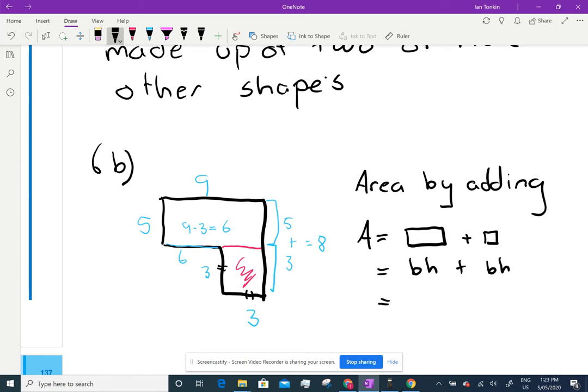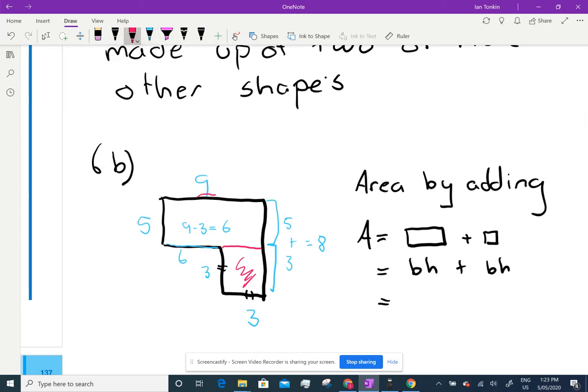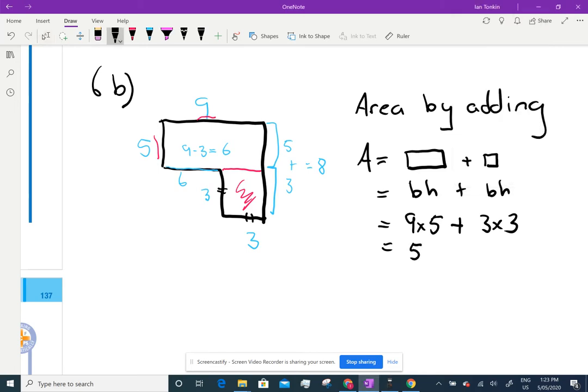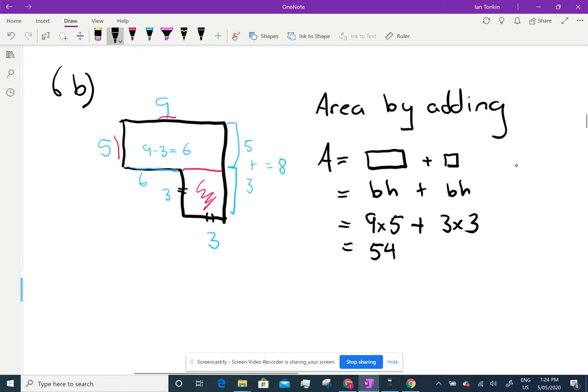Now my rectangle is 9 and 5. So 9 times 5. And my square is 3 by 3. And I do that on my calculator. 9 times 5 plus 3 times 3. 54. What units have I got? Meters squared.